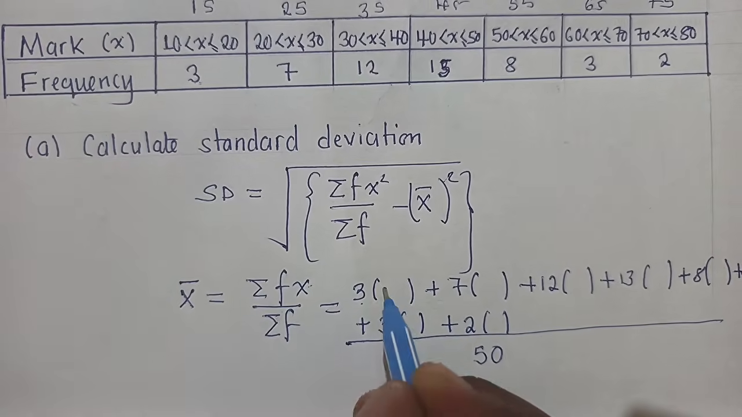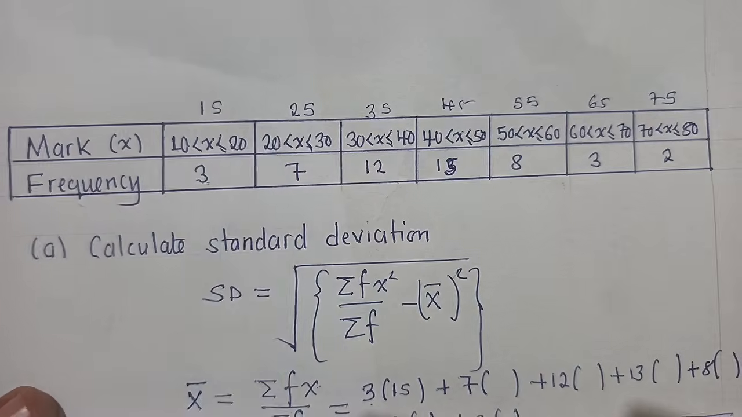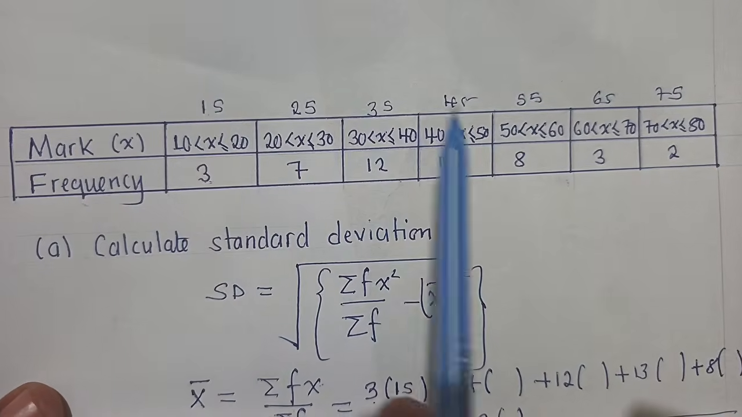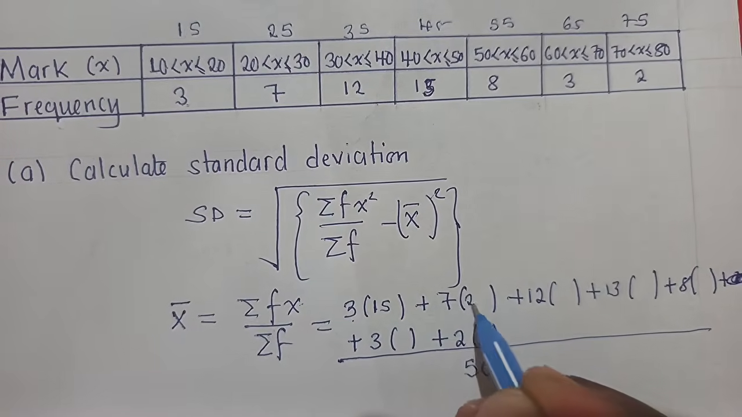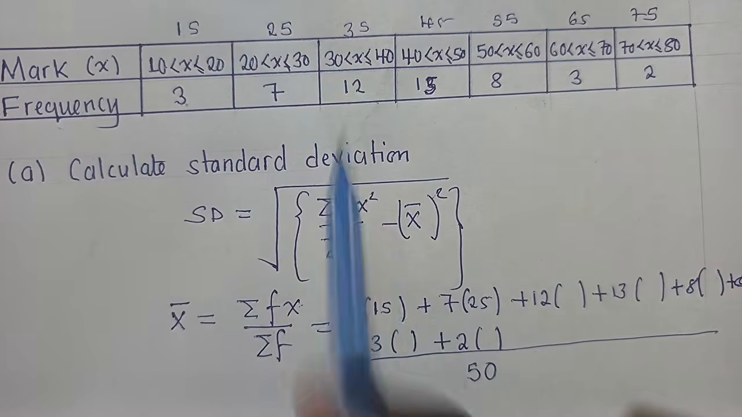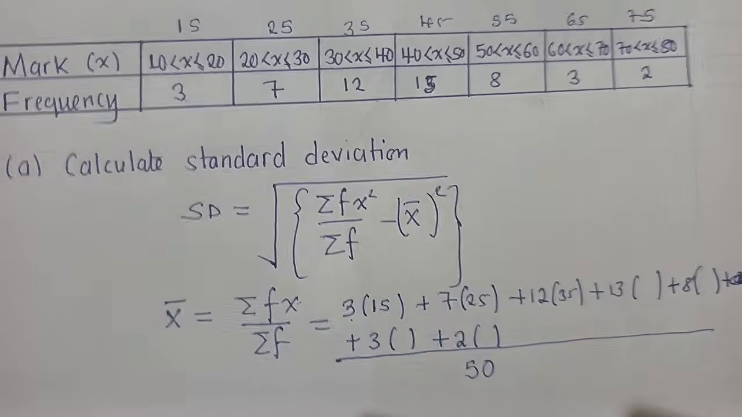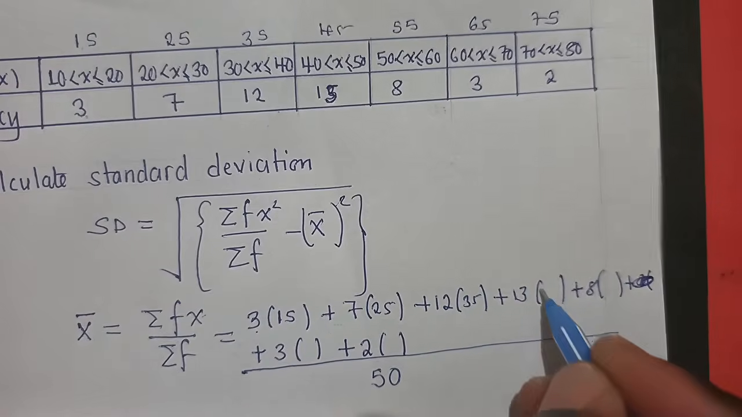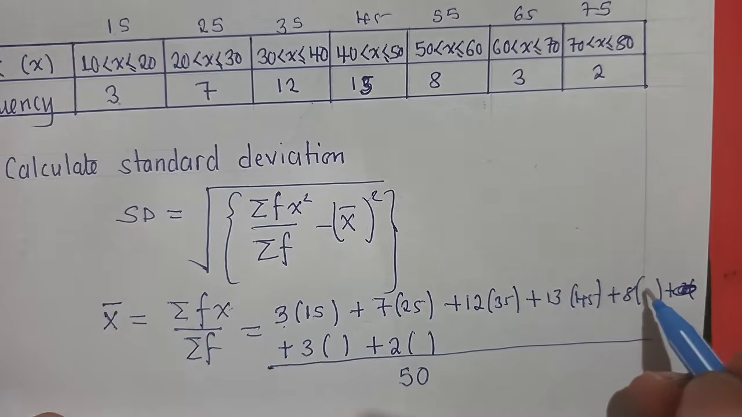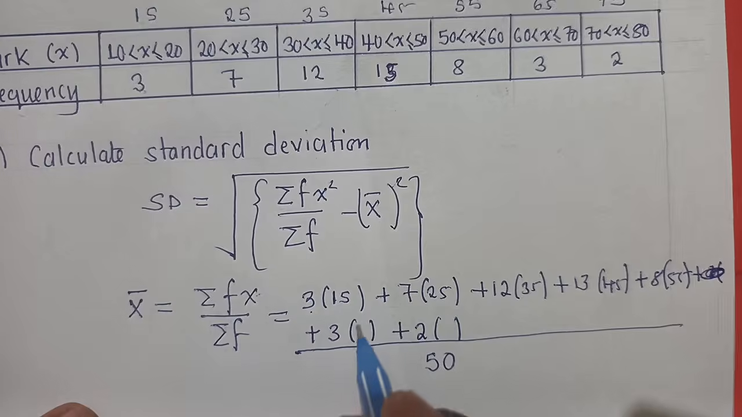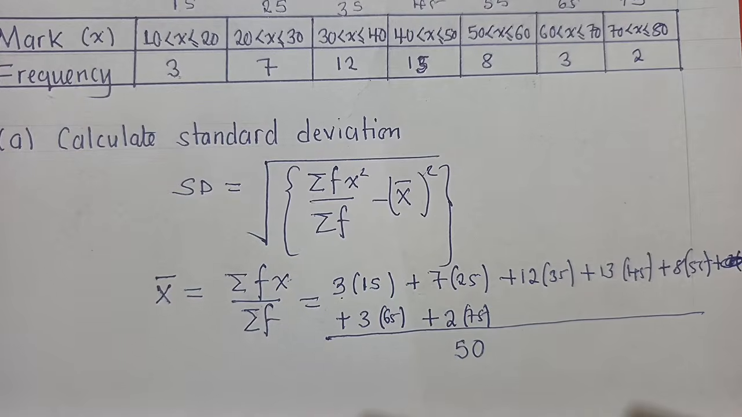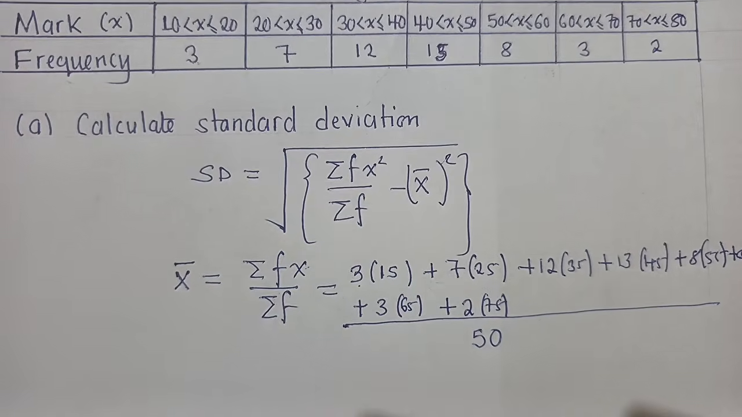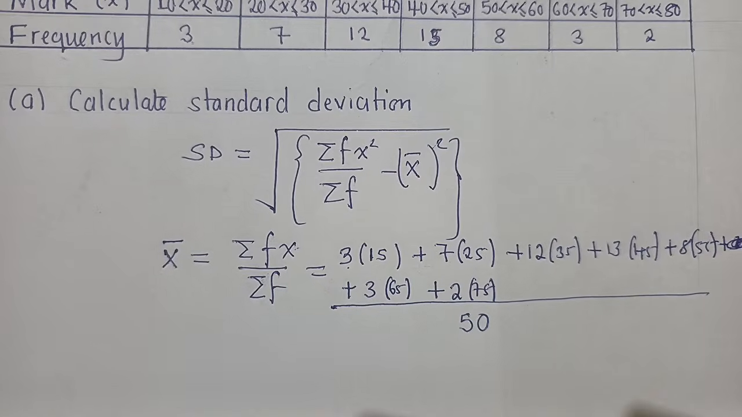Now, inside the brackets, here it's 15. The midpoint we just found is what's supposed to be inside the brackets. So here it's 25. What is moving with 12? It's 35. There, 45, 55, 65, and 75. Those are the midpoints. Once we find those midpoints, we can work things out.